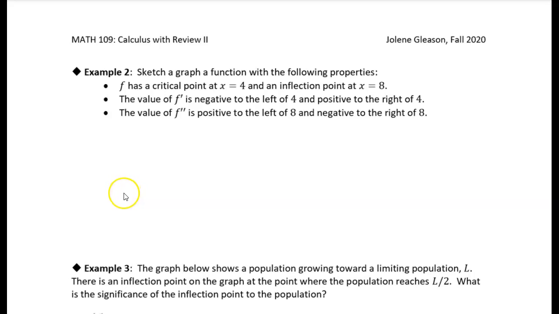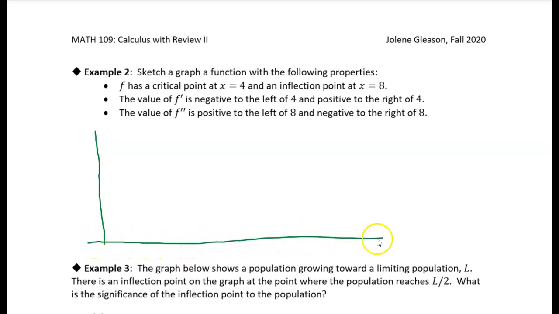So in example 2, we're given some properties of a function and we're asked to sketch a graph. Okay, so I'll just start with some axes here. And let's see what these properties are that they're giving us. It says that f has a critical point at x equals 4 and an inflection point at x equals 8. Okay, well, let's put a scale on this graph.